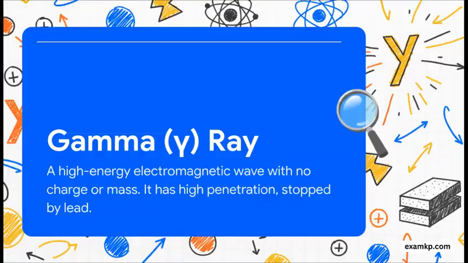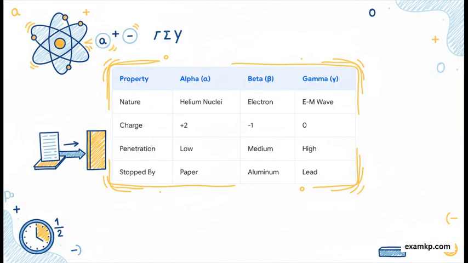Okay, this table right here, this is your exam cheat sheet. Seriously, memorize this. You can see everything side by side. Alpha, the big positive particle that's stopped by paper. Beta, the small negative particle stopped by aluminum. And gamma, the neutral super powerful wave that needs lead.